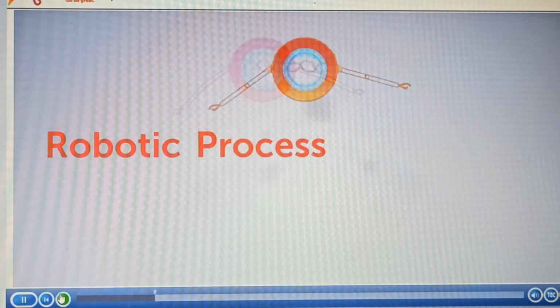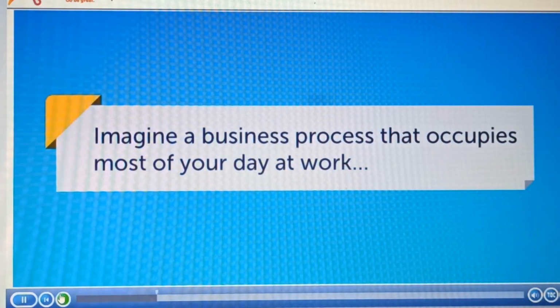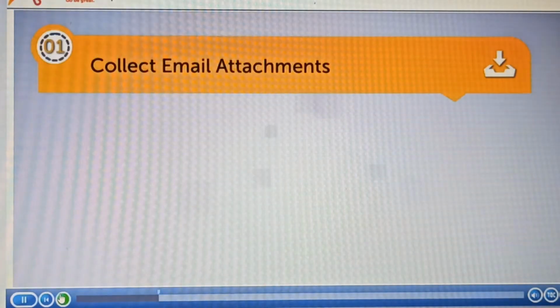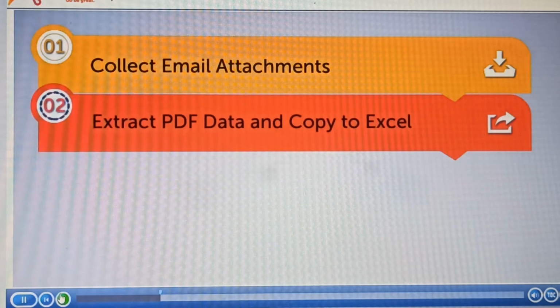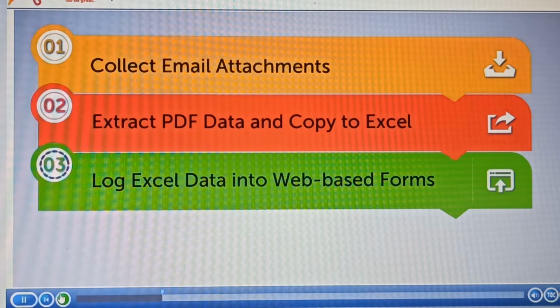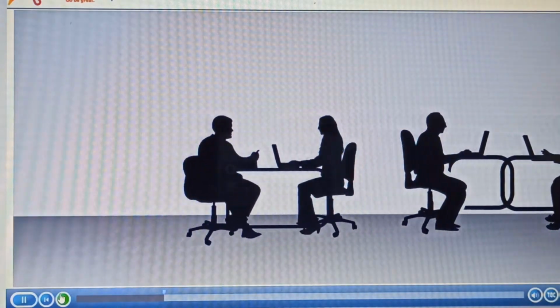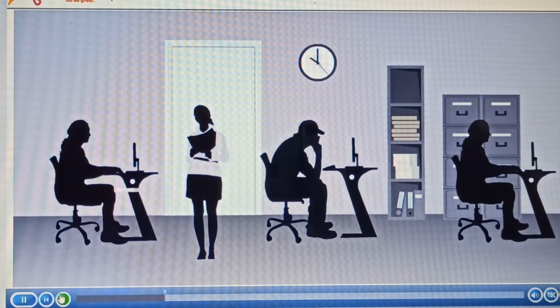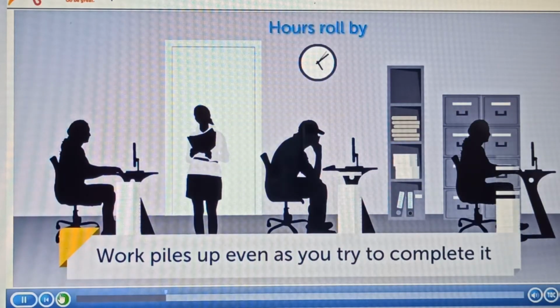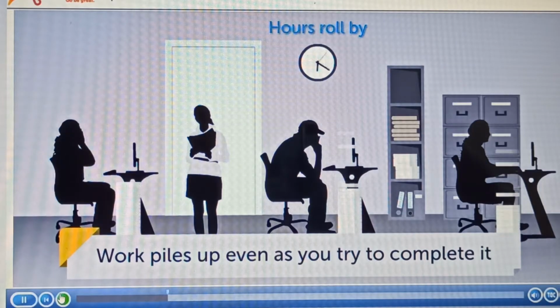Enter the world of robotic process automation. Imagine a business process that occupies most of your day at work. Repetitively collect PDF attachments from emails, extract data from those PDFs into Excel, log the data into web-based forms, and send out confirmation emails. Your team is spending a significant amount of their time on these mundane processes, and it seems never-ending.